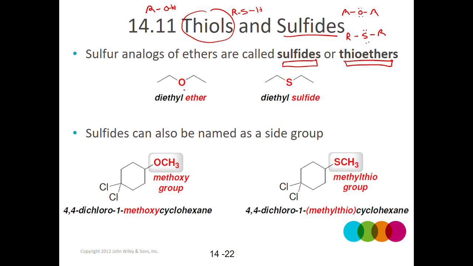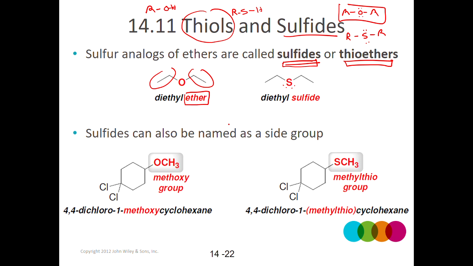So when we talked about naming ethers, we said there's two ways to name them. We can name ether as our parent name and then name both substituents. If they're both ethyl groups, it'd be diethyl ether. And so since replacing the oxygen with the sulfur makes an analogous compound that's called a sulfide, we would just call that diethyl sulfide instead of diethyl ether.